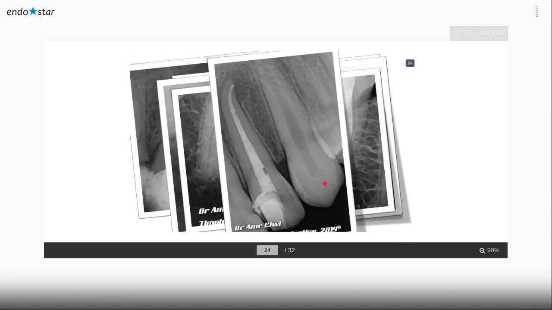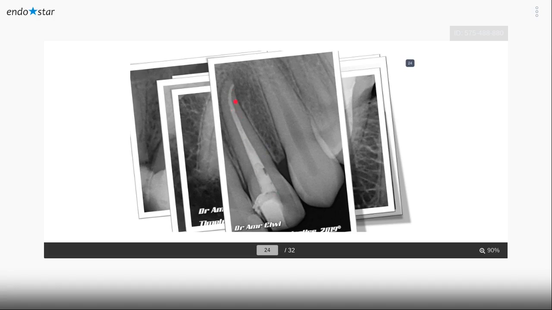Some cases here, actually, in the presentation, I cannot show because they are in one slideshow. But as you can see here, this premolar, these 1, 2, 3, 4, 5 cases, but it seems I cannot play them. But I will speak about this premolar.